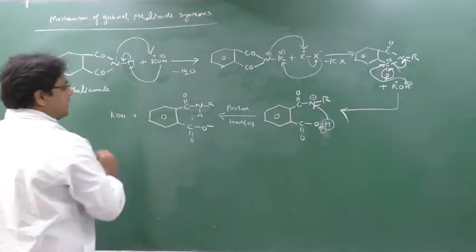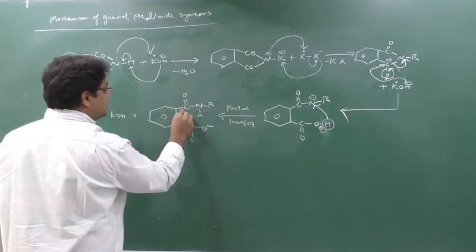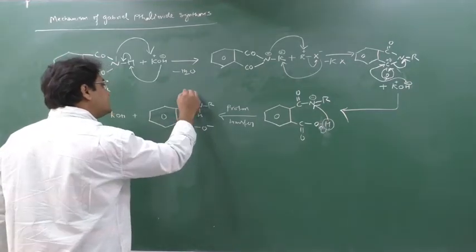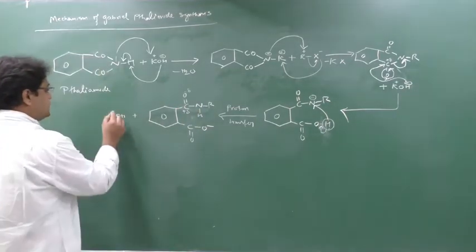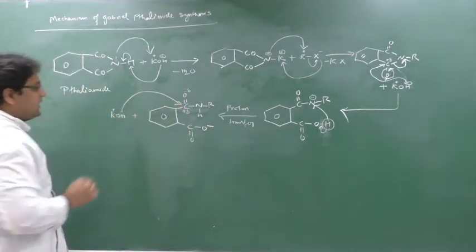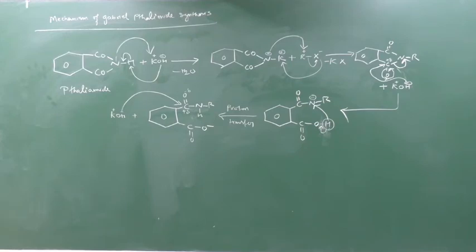Now see beta, now what will happen? Now this carbon and this oxygen. Again this carbon has a partially positive charge, and this is a partially negative charge because of electronegative nature. So here plus and here minus. So this OH minus will attack on this carbon.